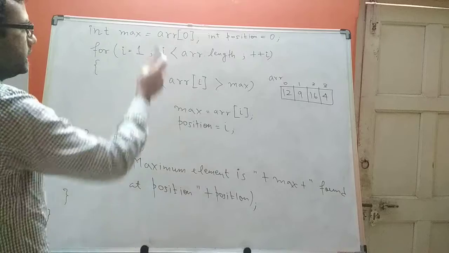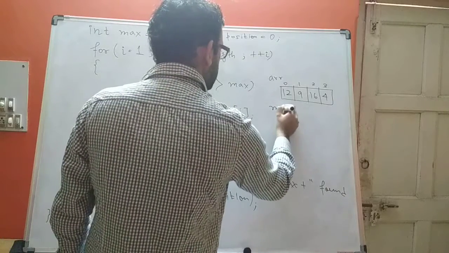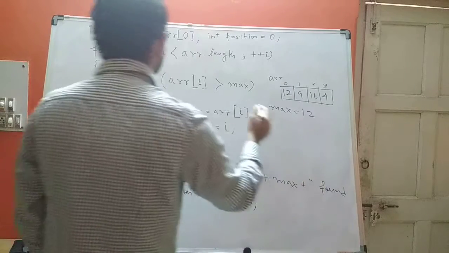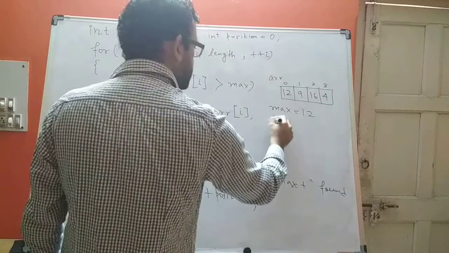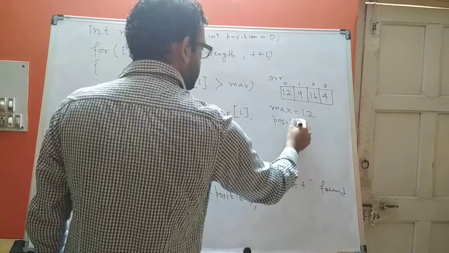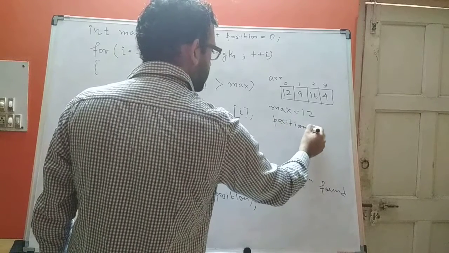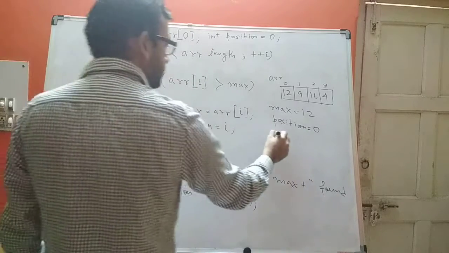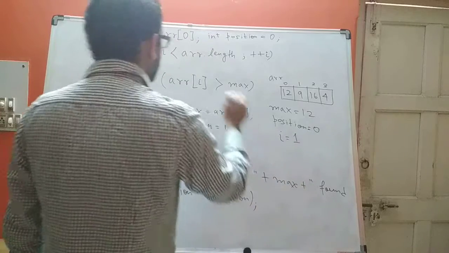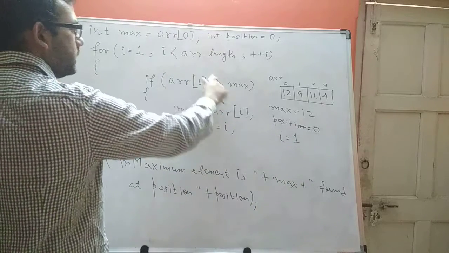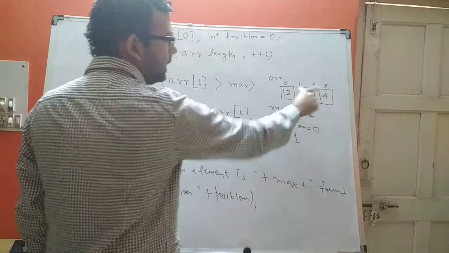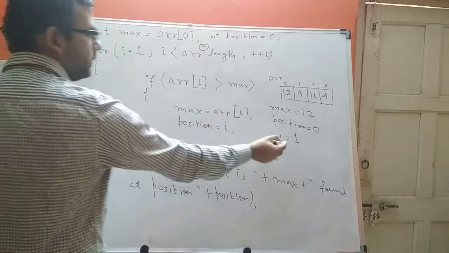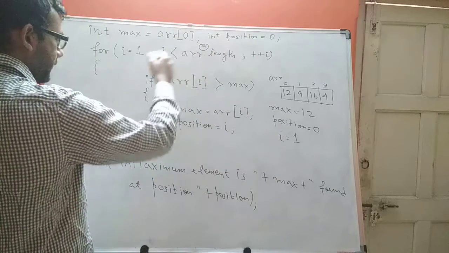The first statement is max equal to arr of 0. What is arr of 0? arr of 0 is 12. What is position? Position is initially equal to 0. Now you start the loop. What is the value of i? The value of i is 1. What is arr.length? arr.length represents the number of elements in the array. How many elements are there in the array? 4 elements. So arr.length is 4. So obviously 1 is less than 4. Condition is satisfied. You come inside.